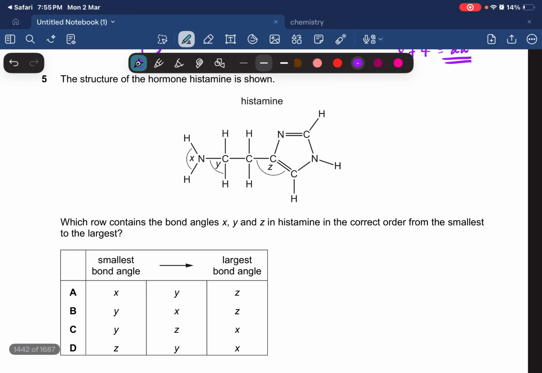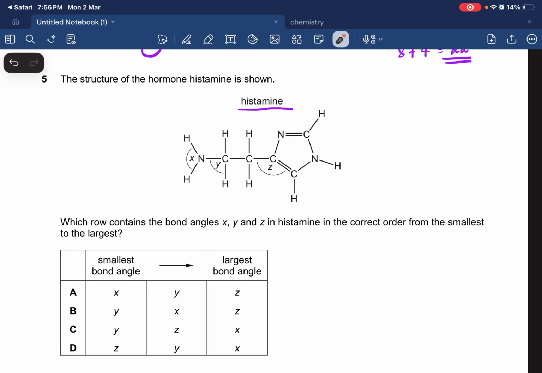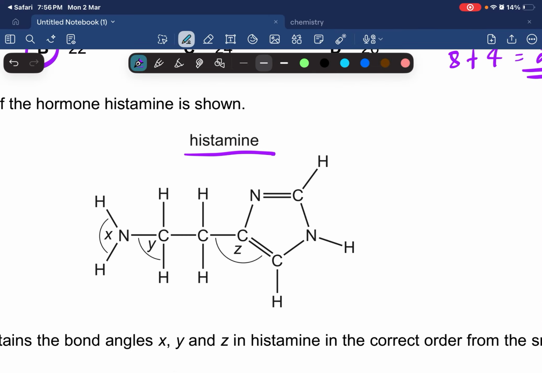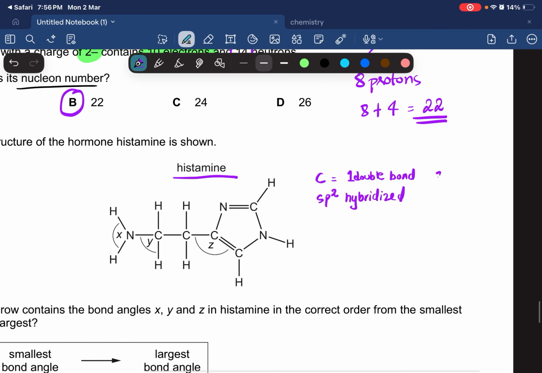The structure of the hormone histamine is shown. So we have histamine here. That's angle X, that's angle Y, that's angle Z. Which row contains the bond angles X, Y, Z in histamine in the correct order from the smallest to the largest? So let's figure it out. We know that whenever a carbon atom makes one double bond, or a carbon atom is sp2 hybridized, its bond angle is 120 degrees.